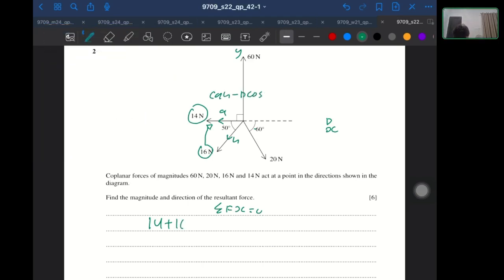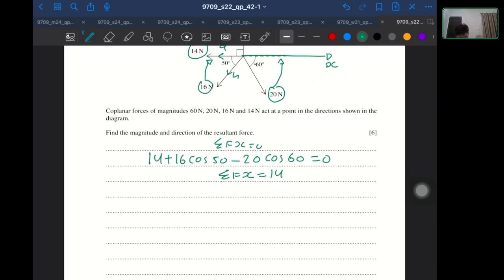So plus 16 cos 50 minus 20 Newton will be also going in this direction. So it will be 20 cos 60 equal to 0. So the ΣFx, we can simply put this in the calculator to get the answer. 16 cos 50 minus 20 cos 60. Okay, we will be having the answer of 14.285.